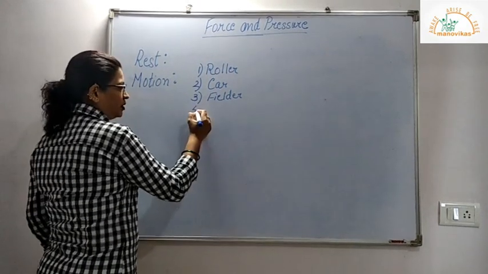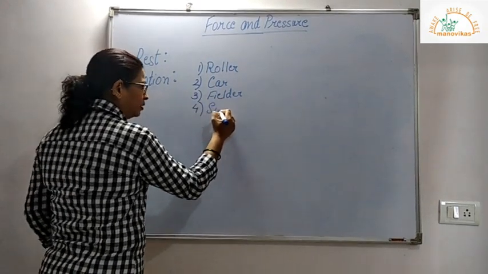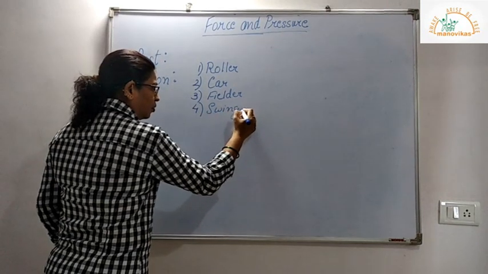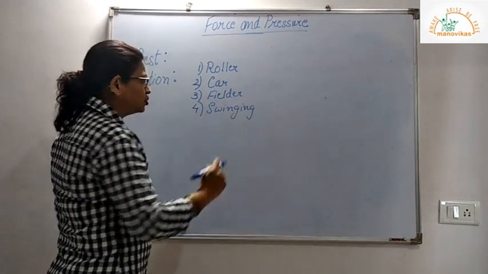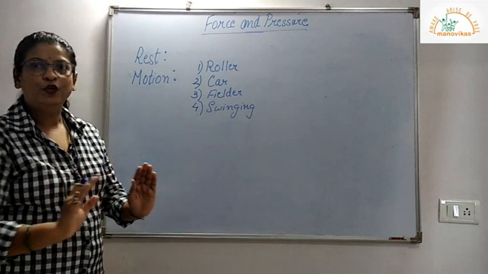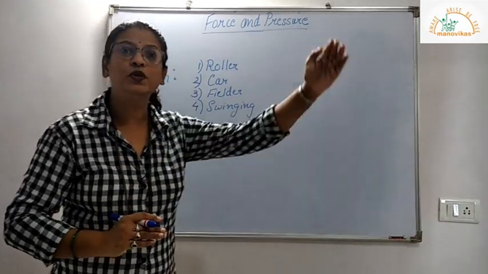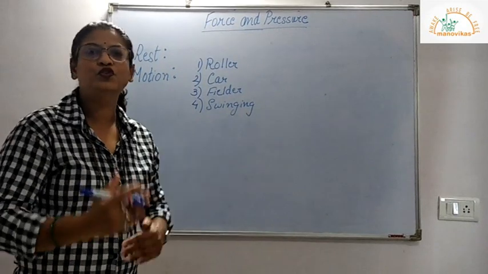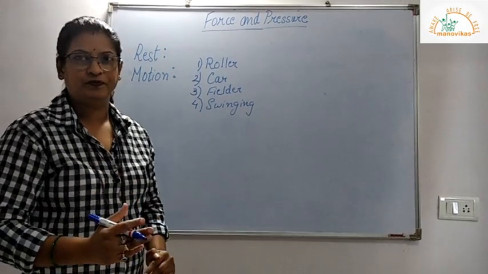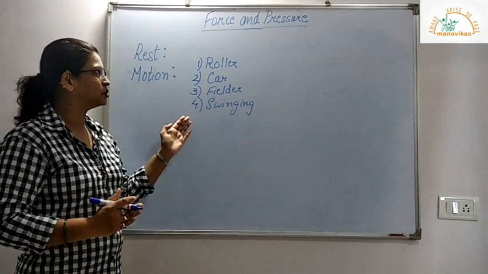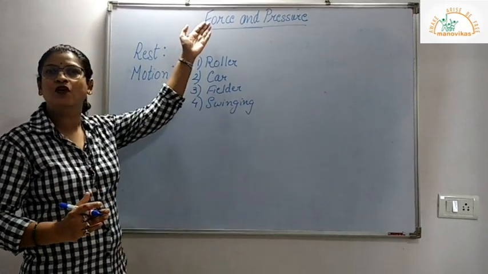Fourth example is of a swinging girl. A girl is sitting on the swing. We try to push the swing. What happens? It speeds up. So, it also changes the speed. So, these were a few examples to explain what is force.